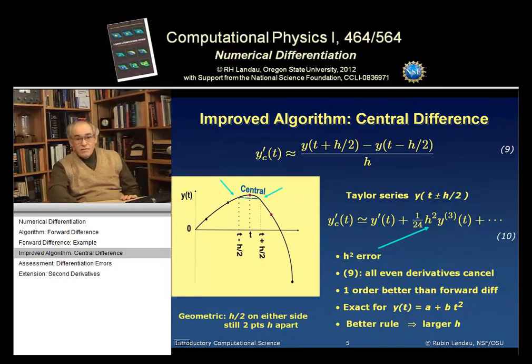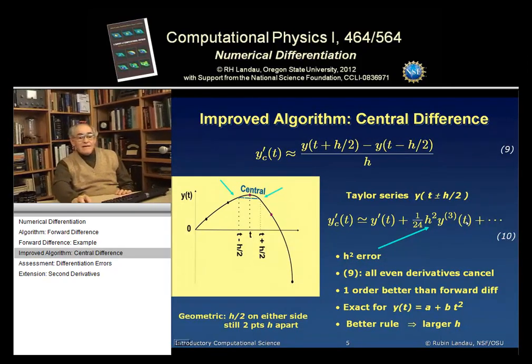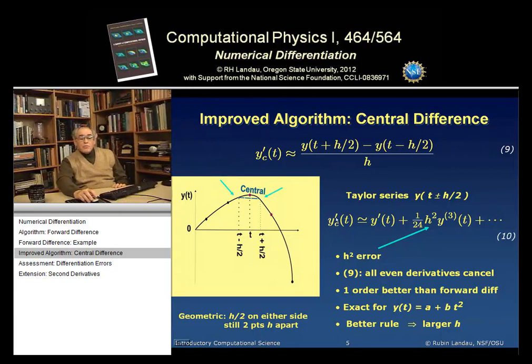The next odd derivative would be y triple prime. So the approximation, as we see here in equation 10, for the derivative using the central difference is approximately the first order term, the y prime term, and then we skip to a third order derivative. And normally that would have an h cubed with it, but we divide by h, so it has an h squared. Simple. So the error, rather than going like h, which is what we had for the forward difference, goes like h squared.